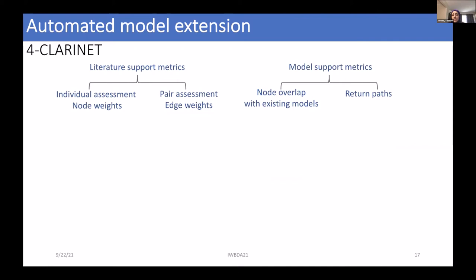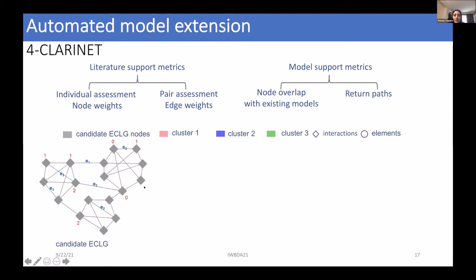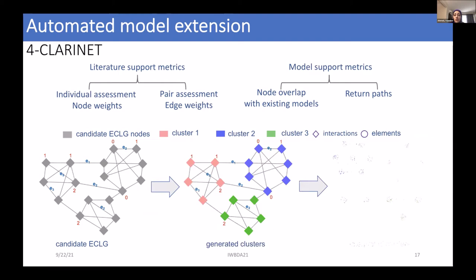So here's a toy model. Imagine that this is the candidate ECLG, or event collaboration graph, where the nodes are the interactions and the edges are between two interactions whenever they appear in the same paper. This ECLG will be clustered, and those clusters will be interpreted in order to be added to the baseline model, and then we rank the candidate models to see which model recapitulates the system behavior.